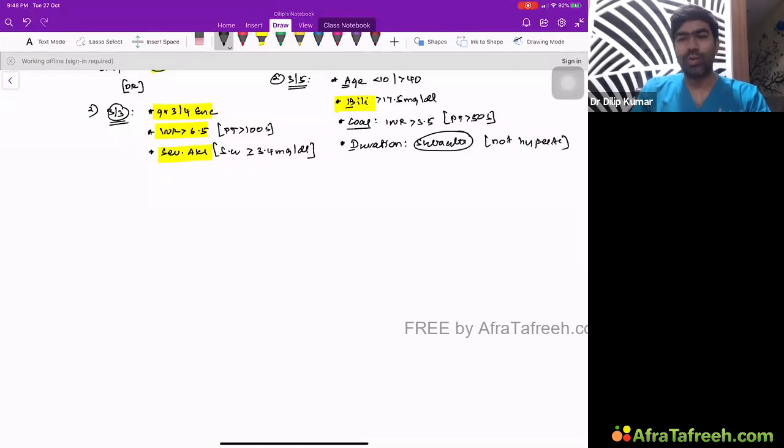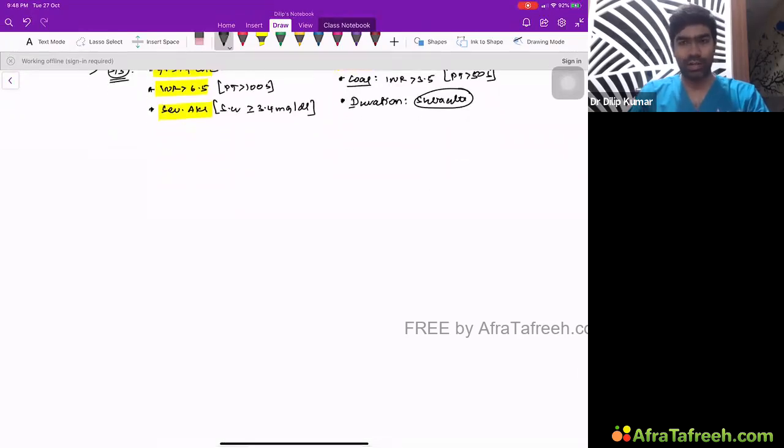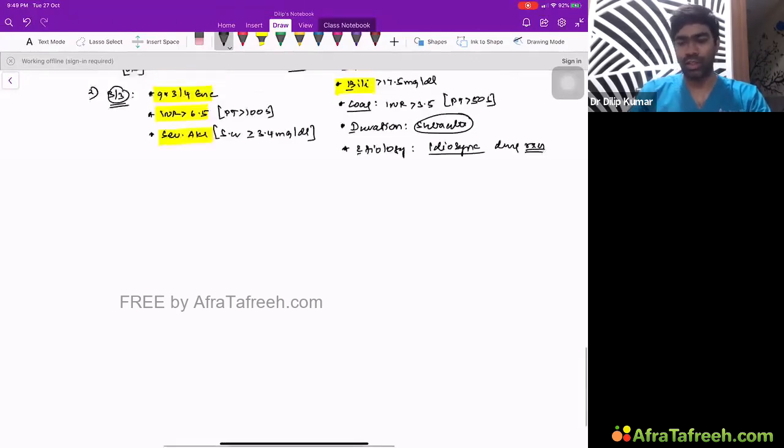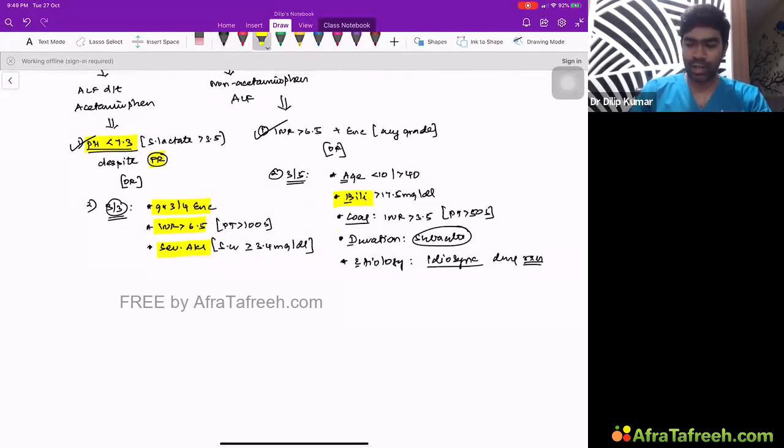Hyperacute generally tends to do well even without a transplant. But if it's not hyperacute, if it's an acute form or a subacute form of liver failure, then you might need to do a transplant. E stands for etiology. Etiology, if it's an idiosyncratic drug reaction. Idiosyncratic drug reactions generally have a poor prognosis. So in these situations, you might be needing to do transplant, but here remember 3 out of 5, if it is there, you can do a transplant.